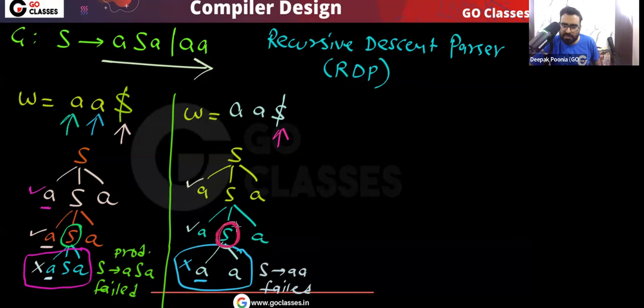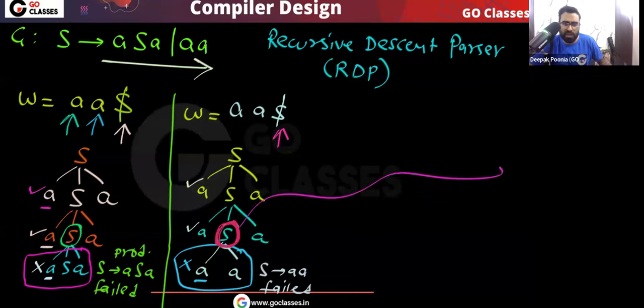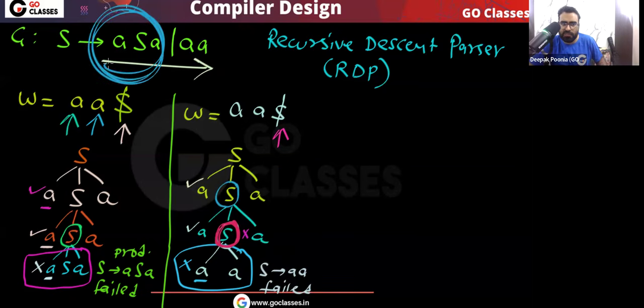We are asking this S that both your productions have failed. Do you have any other production to try? It will say, no, I don't have any other production to try. All my productions have failed. All my alternatives have failed. So I have failed. Then, because this has failed, we will go to this S and tell it that ASA has failed.